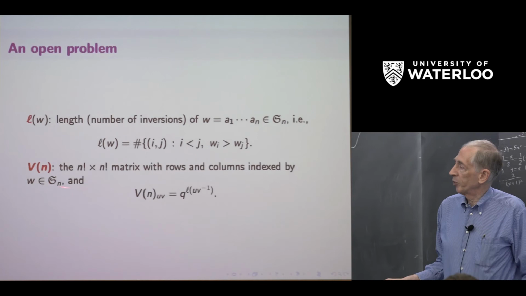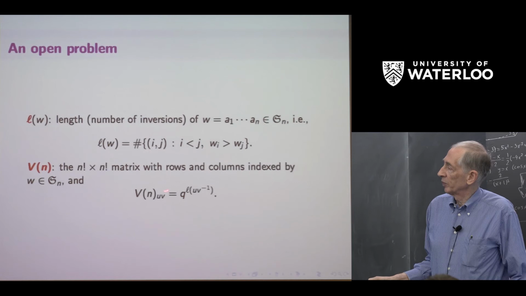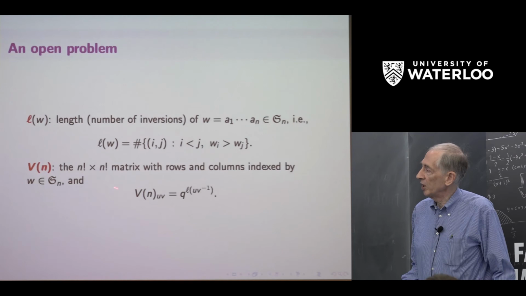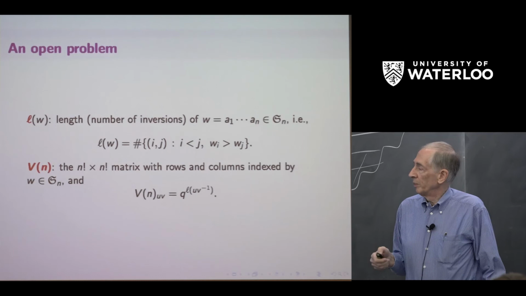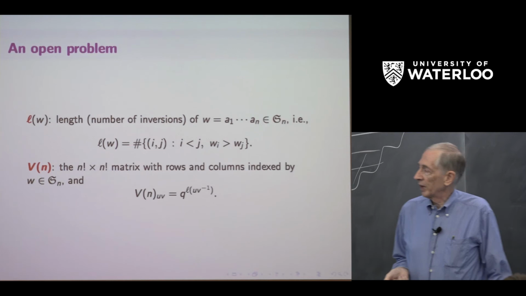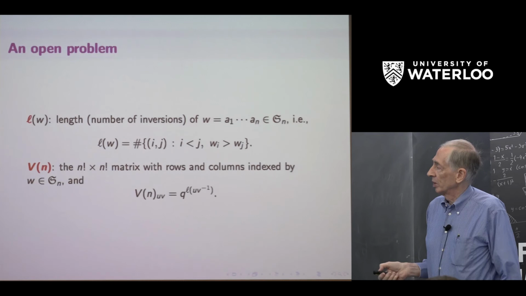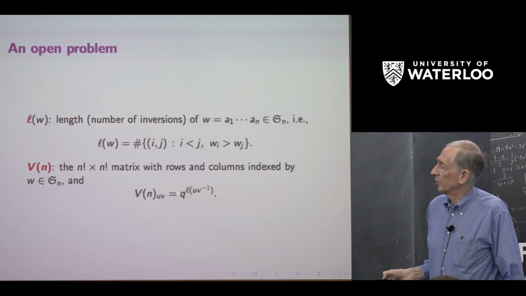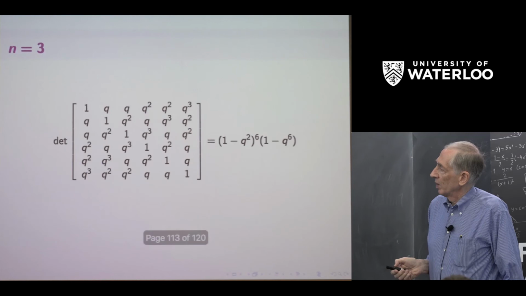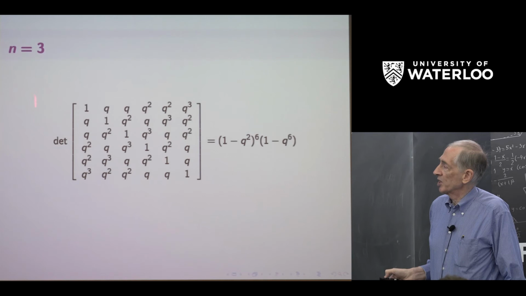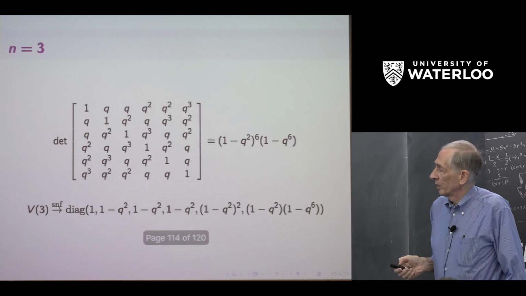Its rows and columns are indexed by permutations in S_n, and the u,v entry is q to the number of inversions of u v inverse. I use the letter V here because this is a special case of a much more general matrix due to Varchenko, and so it is named after Varchenko. He defined a matrix of indeterminates associated with any arrangement of hyperplanes. This corresponds to the braid arrangement of hyperplanes x_i equals x_j, where I've set all of these indeterminates equal to q. A very special case. Here's an example for n equals 3. We get this 6 by 6 Varchenko matrix, and this is its determinant. One can also compute the SNF of this matrix.